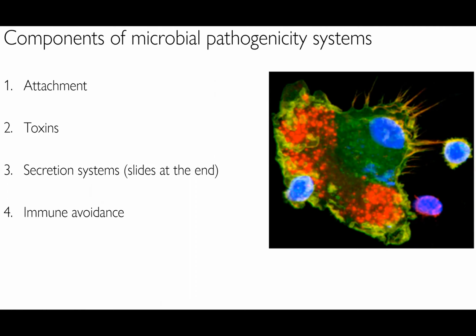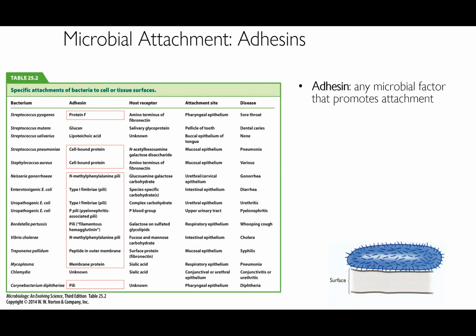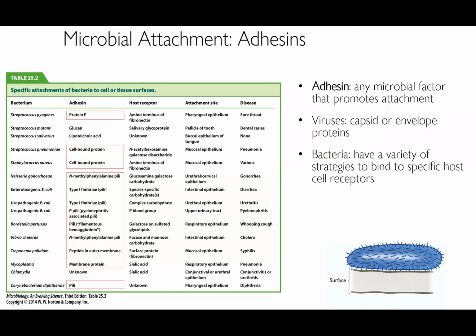In terms of adhesins, there are any microbial factor that promotes attachment to any surface. In particular, we're thinking about attachment to cells. And so viruses have their capsid or envelope proteins that allow them to attach. Bacteria have a variety of strategies to bind specific host receptors. In particular, the most important mechanism are actually these little knob-like structures, which are called pili. These allow for static attachment, and there are two different types. So there is type 1 pili and type 4 pili that are involved.